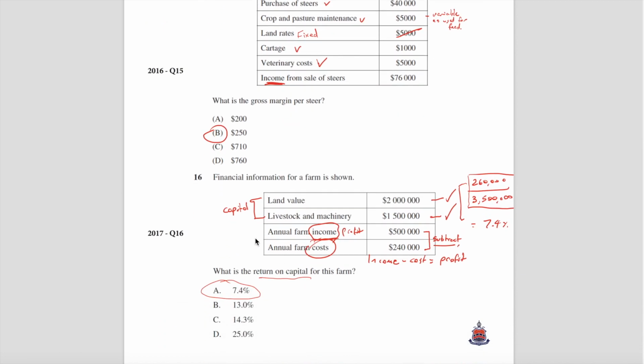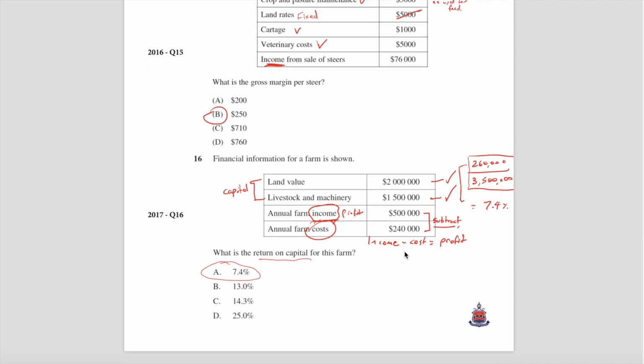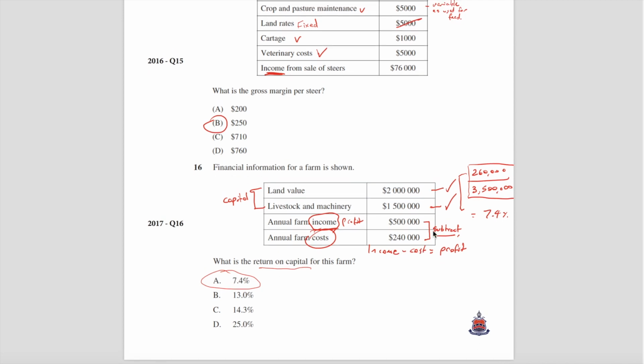And then lastly here, this is financial information from a farm from 2017. What is the return on capital? So once you add up the land value and the livestock and machinery, these are capital expenses because all these things could be sold and you could make the money back off them. So that's what capital is. So this gives you 3.5 million.